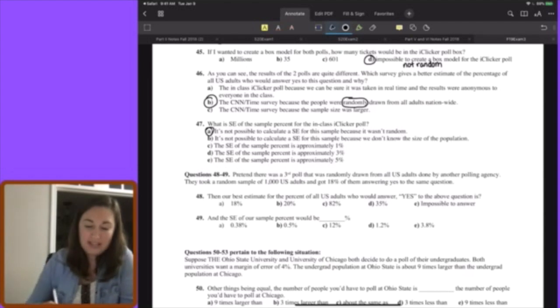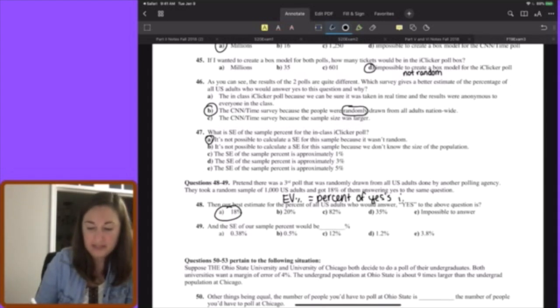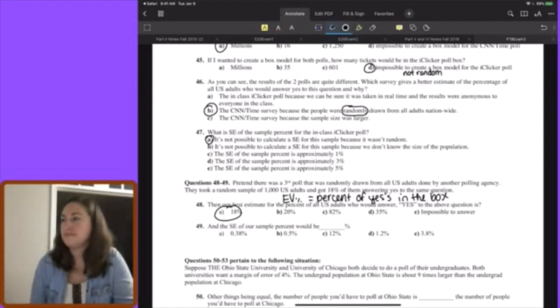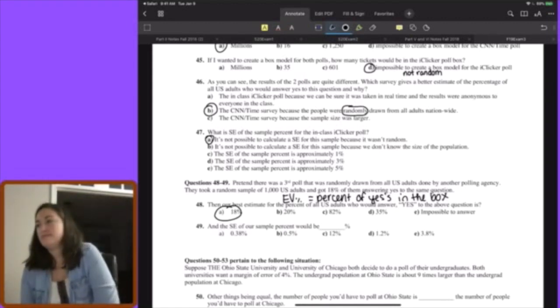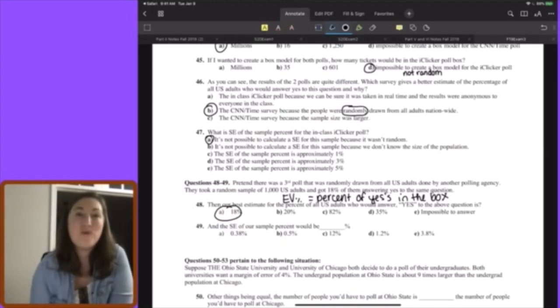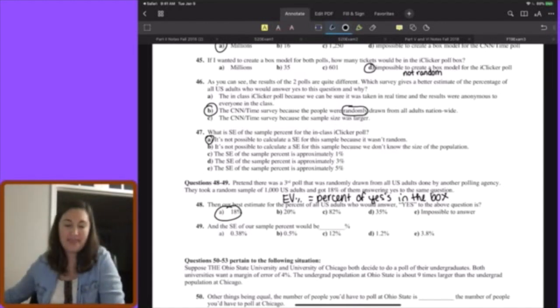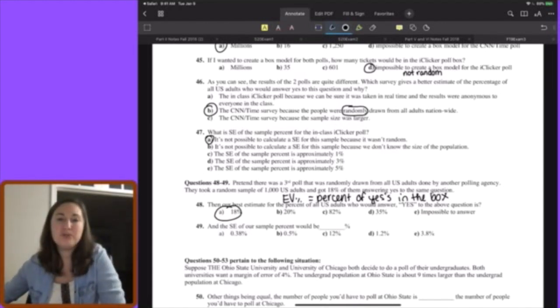So it says our best estimate would be what? Then that would be 18%, right? The expected value for the percent is just the percent of yeses in the box. So here we don't know the percentage of yeses in the whole population, but we're estimating it to be 18%. So that looks good. And then it says, what would the standard error for the sample percent be?